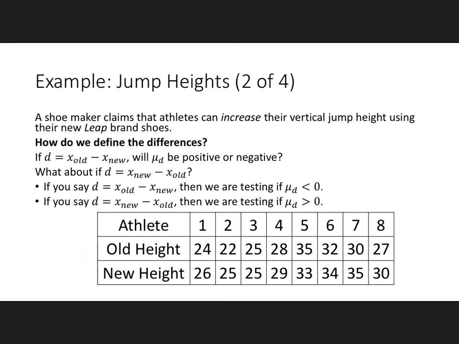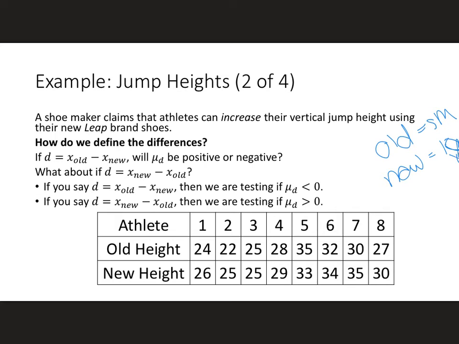So we know that the shoemaker is claiming that athletes can increase their vertical jump height using their new Leap brand shoes. So we need to figure out, how do we define the differences? If we say that D is X sub old minus X sub new, then I want you to think about, will mu sub D be positive or negative? If you're doing old minus new, then that would be what they're claiming is how you have to think about it, is the old number should be small and the new number should be larger.